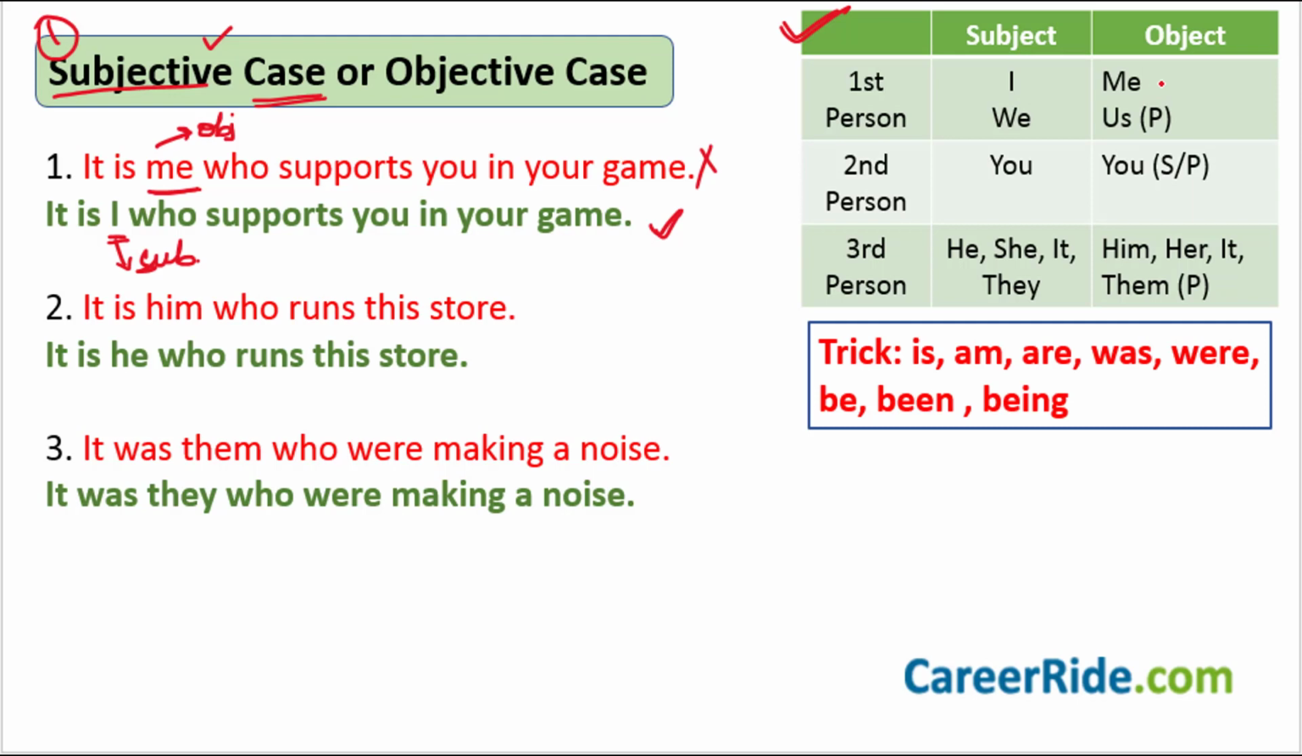Now, how would you know where you should be using I and where you should be using me? Let me give you a very easy trick to deal with this. And the trick is this. The trick is, whenever you see these kind of words, see in your right hand corner, okay, right hand side.